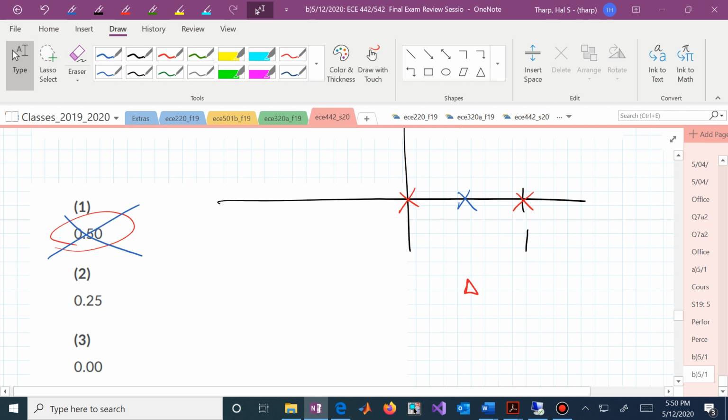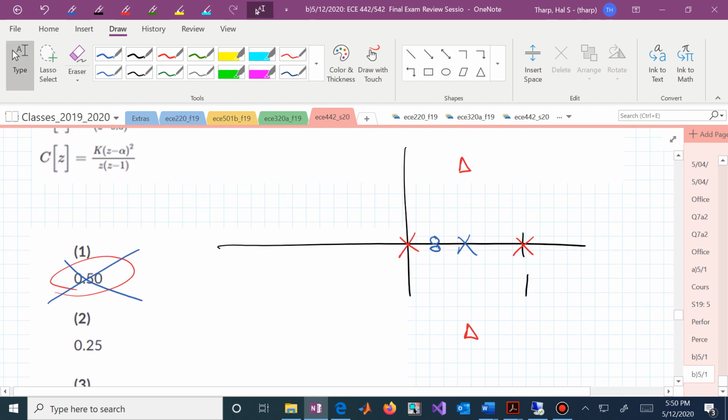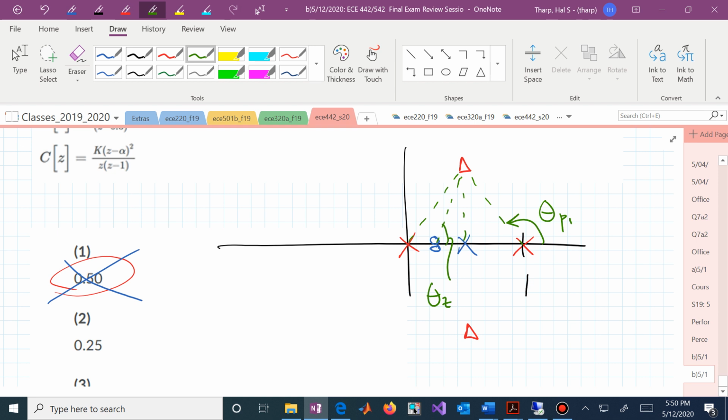What about 0.25? Well, what happens if we have both zeros there? That might work. And what you need to do then is start figuring out the values for theta sub z that cause the root locus to go through that triangle, and that's going to happen if the phase at that triangle has an angle of minus 180. Let me call this theta p sub 2, and this is now theta p sub 0.